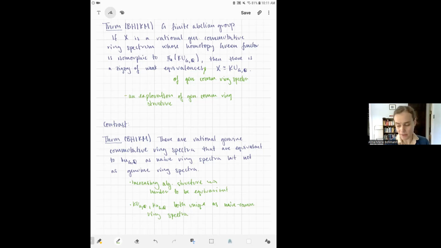And I think about them, as I said, they tell me something cool about K theory, which, who doesn't love K theory? And then they also tell me something fun about how norm maps, how genuine commutative ring structure, work in the equivariant case.